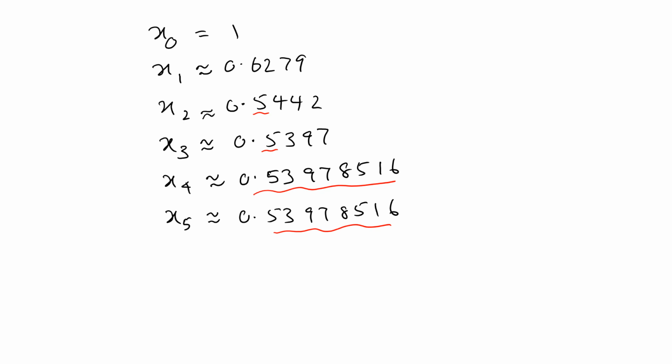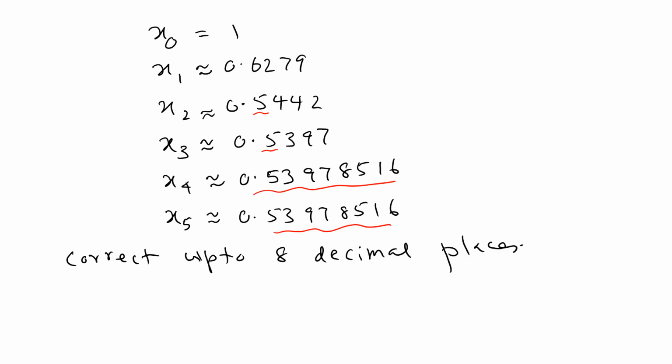So what does that mean? This number doesn't change. So that means this is correct up to how many? There are 8 digits, so it is correct up to 8 decimal places. You can see that by calculating just 4 times, the first calculation, the second, third, and fourth calculation, you get the answer correct up to 8 decimal places. So you can see this method is really accurate, really good.